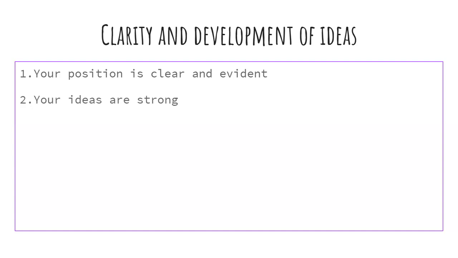Next, your ideas have to be strong. If I'm going to prove that the Dallas Cowboys are the greatest team of all time, then I'm going to tell you that the Dallas Cowboys have 5 Super Bowl rings. That's a strong idea. So you want to make sure that all of your ideas for your argument are strong.